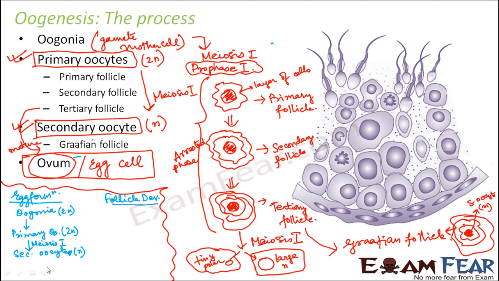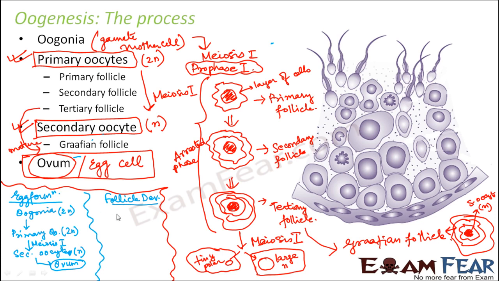secondary oocyte, which is haploid, later again undergoes meiosis 2, and it forms again a tiny polar body and the other large haploid cell, which is the ovum or the egg. So this is one development which is taking place in the process of oogenesis.